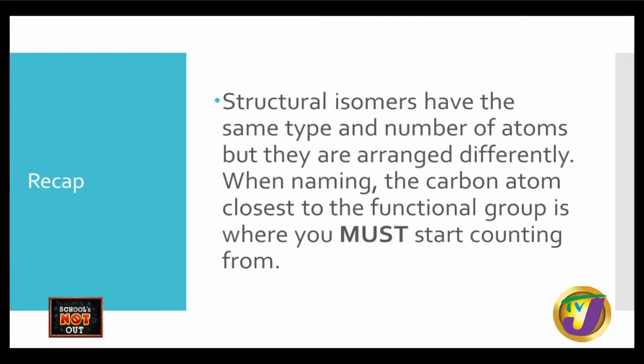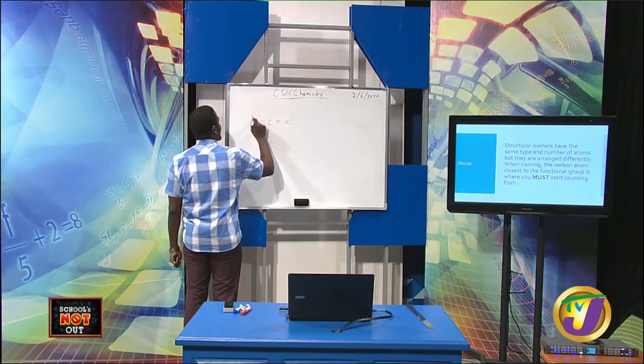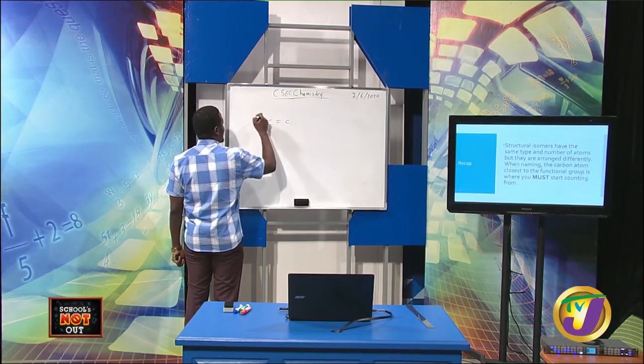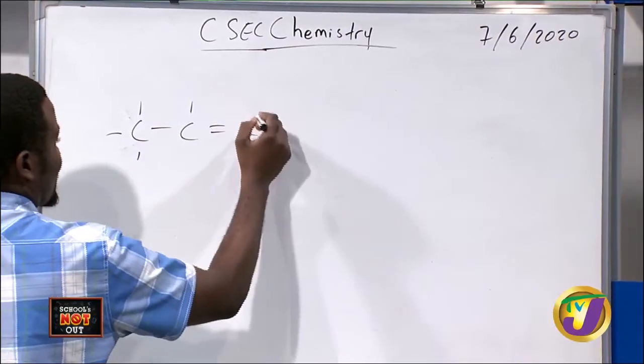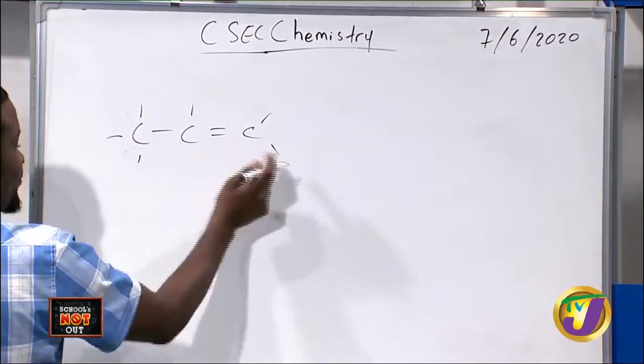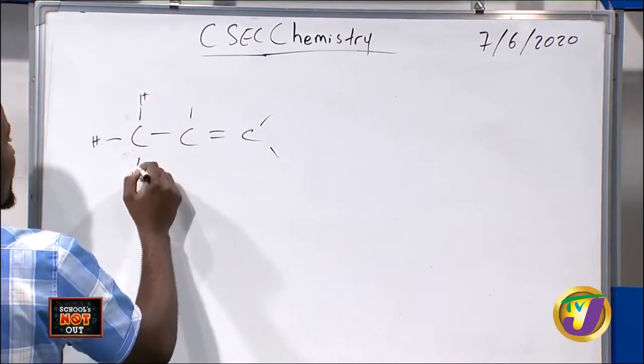Now when naming, remember chemical nomenclature: the carbon atom closest to the functional group is where you must start counting. So if I have C double bond C, already we should be shouting out the answer that this is propene, because 3.